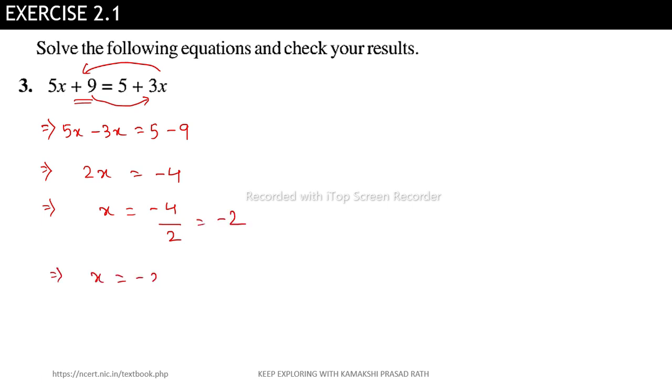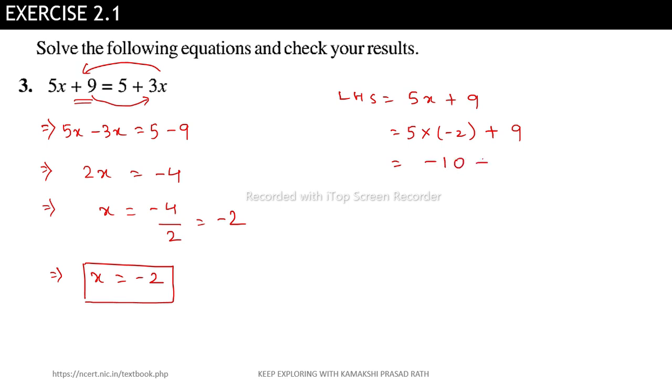That implies x equals minus 2 is the solution. Now let us verify it. So LHS is 5x plus 9. 5x is nothing but 5 times x, that is 5 times minus 2 plus 9. So 5 times minus 2 is minus 10, plus 9, we get minus 1.